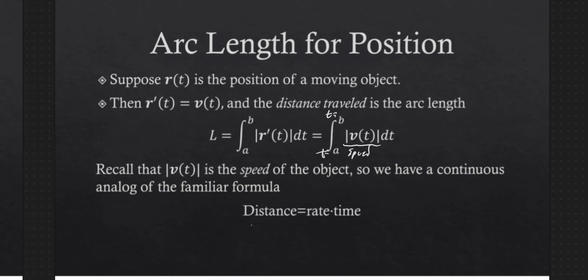Right, the whole point of this slide, sorry, bear with me. The whole point of this slide is that this is really distance equals rate times time. So rate being the speed of the object, and then multiplying it by time. But we know in a continuous fashion that we can't just multiply. This is not constant. This is changing with respect to time. And so in those situations, we integrate from t equals a to t equals b. So this is our continuous analog of this formula, this arc length for position.